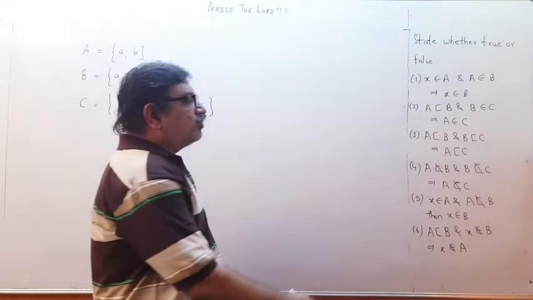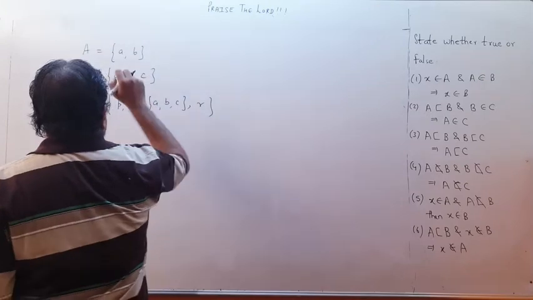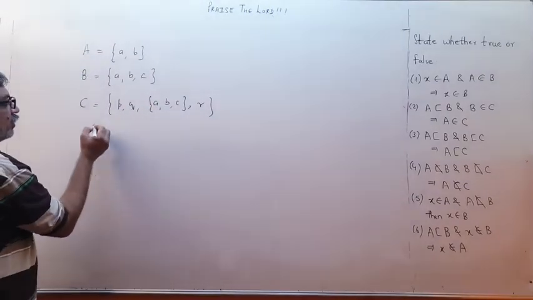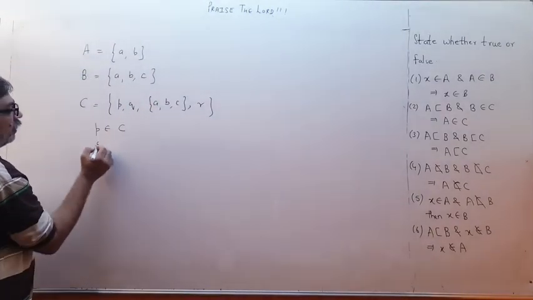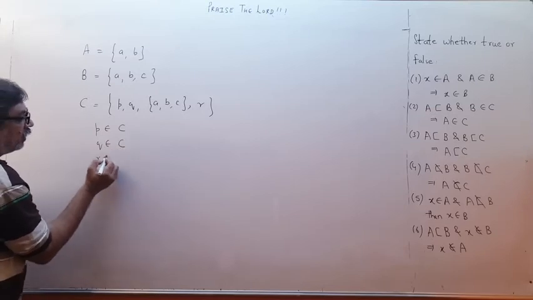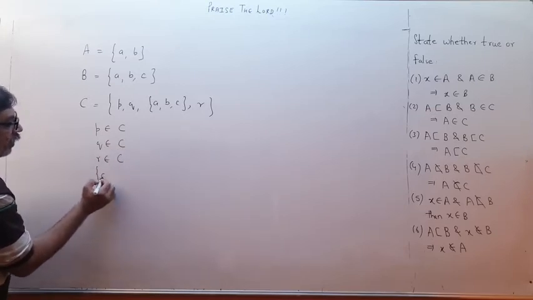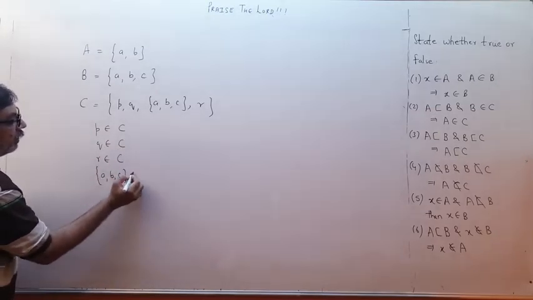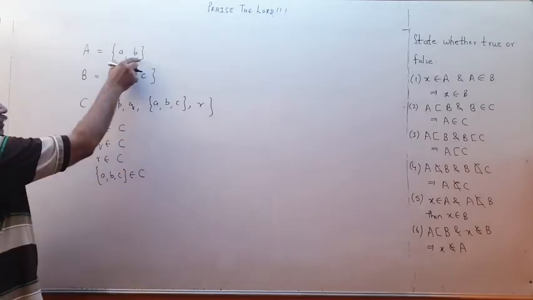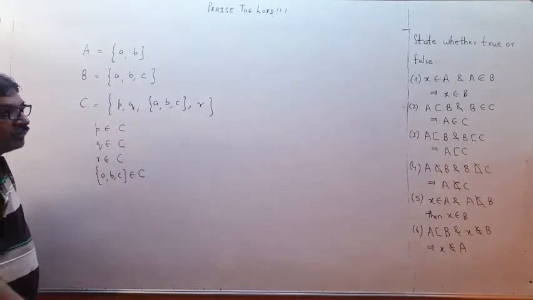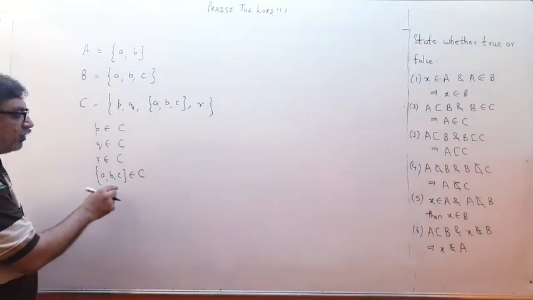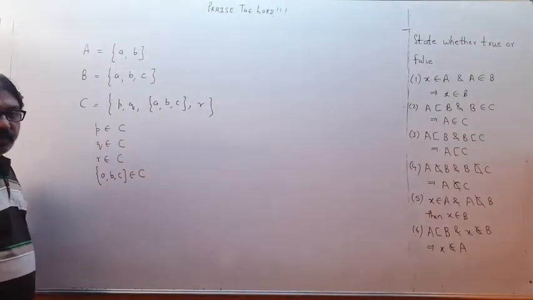So, A belongs to C or not? A means set AB. Here, what are elements of C? P belongs to C, Q belongs to C, R belongs to C, and ABC belongs to C. But AB does not belong to C. So, A belongs to C is wrong. I cannot see element AB belonging to C.